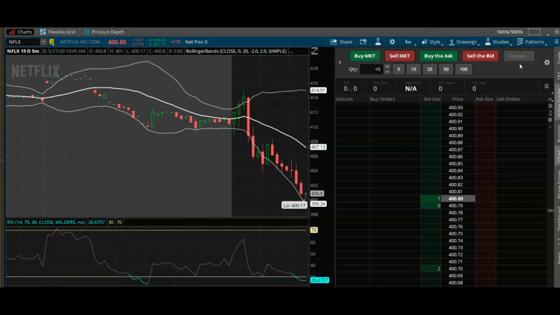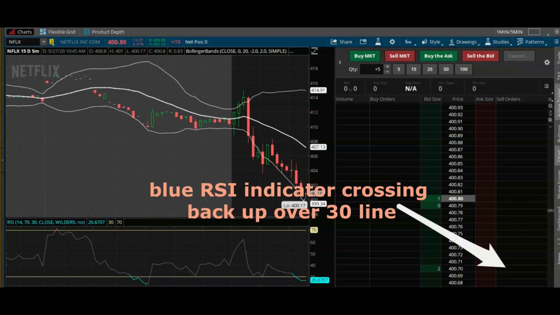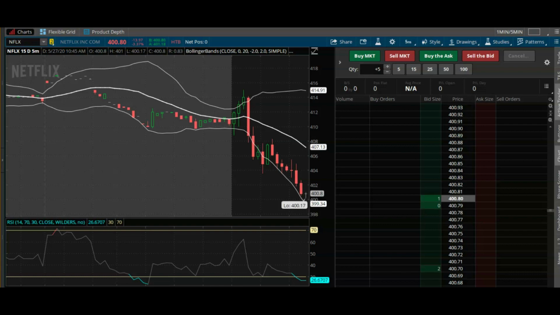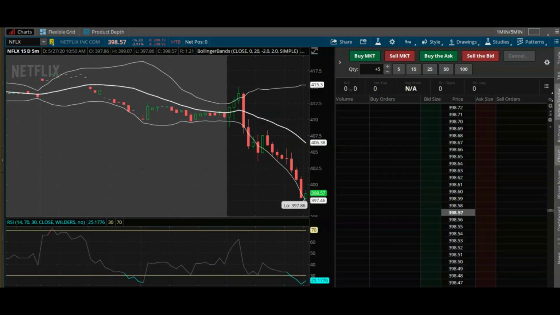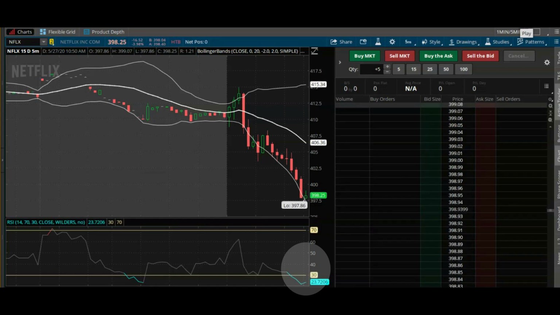So now I've moved over to my trading page and I'm keeping an eye on the RSI, which is at the bottom. You can see the blue line there. The minute it crosses over the 30 line, then we're going to place a trade. Okay, so the RSI is now getting ready to cross over the 30. Okay, so it is over the 30 line, so I'm going to initiate that trade.